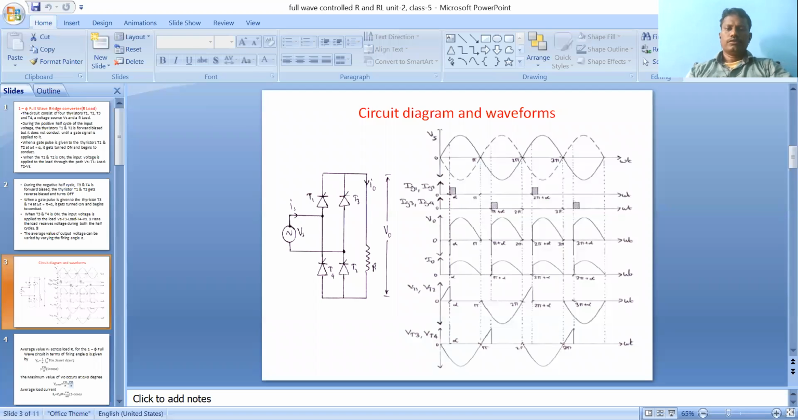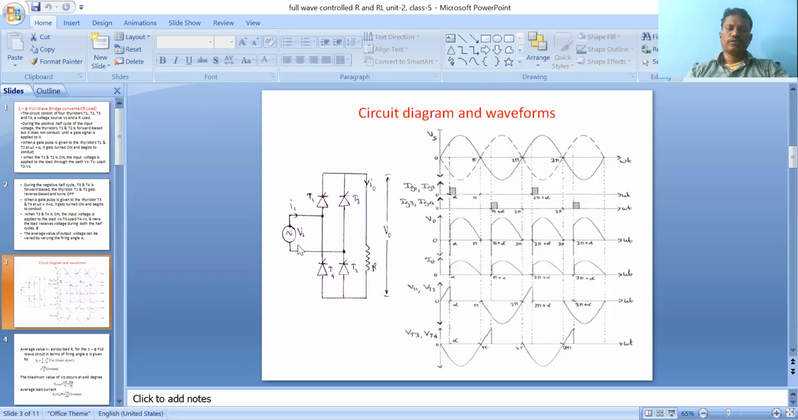So, this is the circuit diagram of a single phase full bridge rectifier. The name itself says full bridge. Full bridge means it is a bridge configuration. It has two limbs. The first limb has two switches and the second limb has two switches: T1, T2, T3 and T4. Overall four switches are connected, so each limb has two switches. That's what is called a bridge.